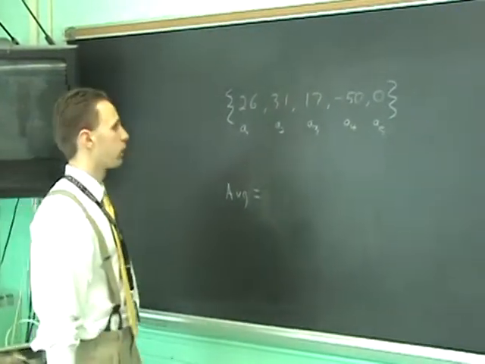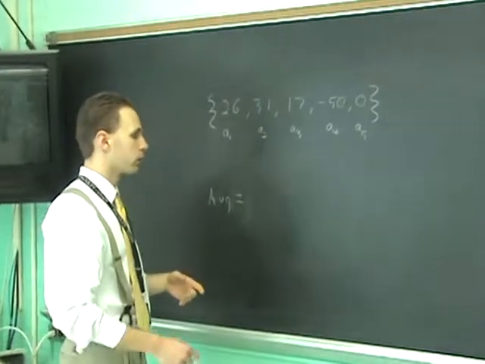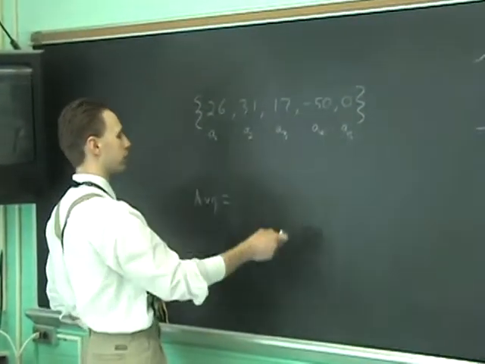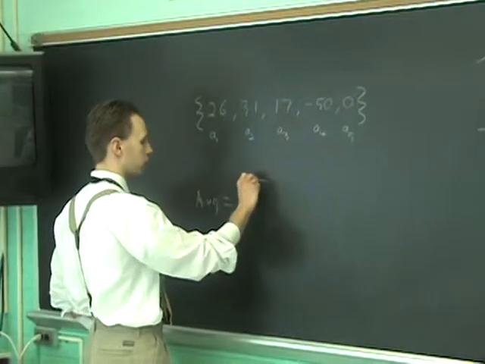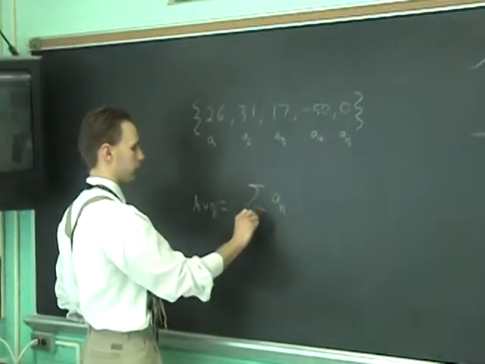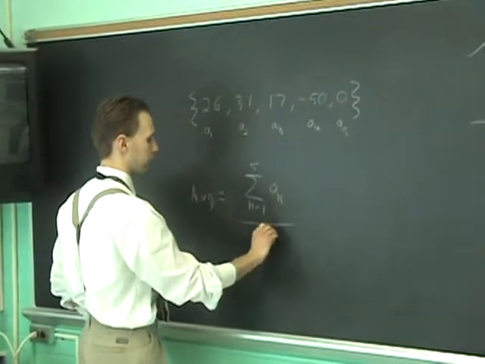Finding the average value of a finite set of numbers is easy. You just add up those numbers and then divide by the number of numbers there are. So for this set here, I will write it in sigma notation. You'd say the sum of a sub k, from k equals 1 to 5, since I have 5 of them, and then you would just divide that by 5.